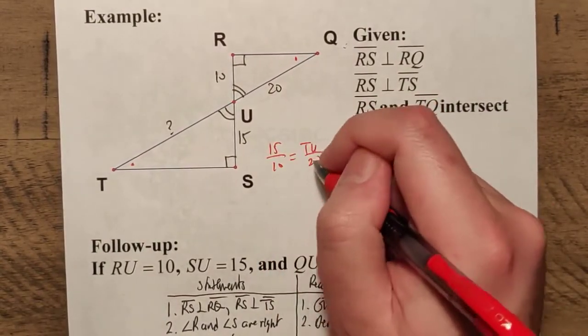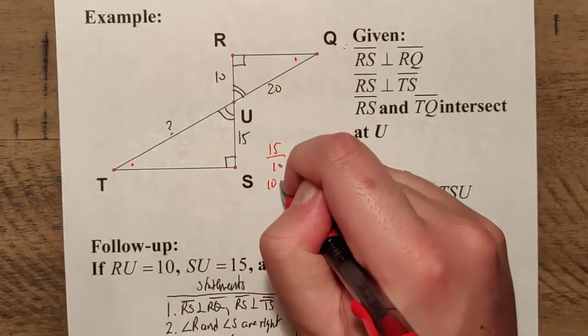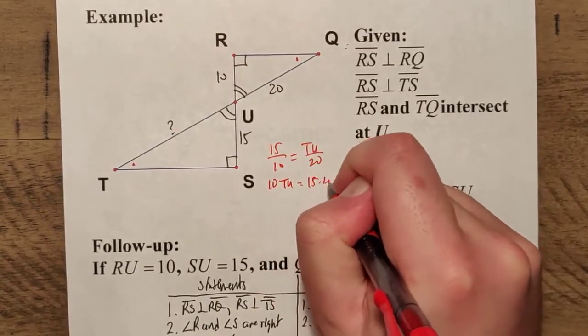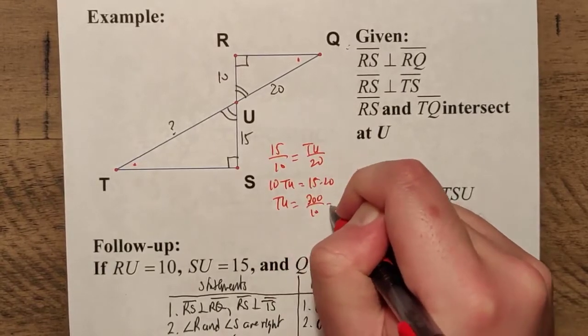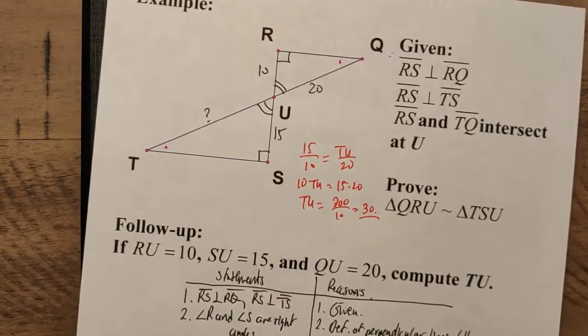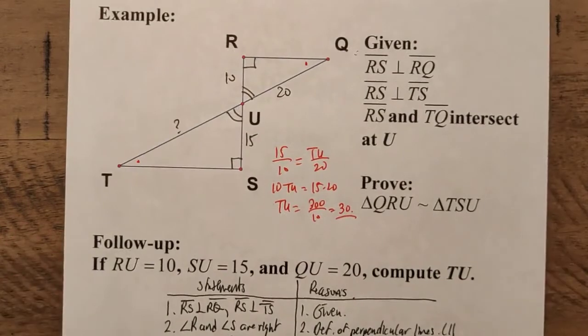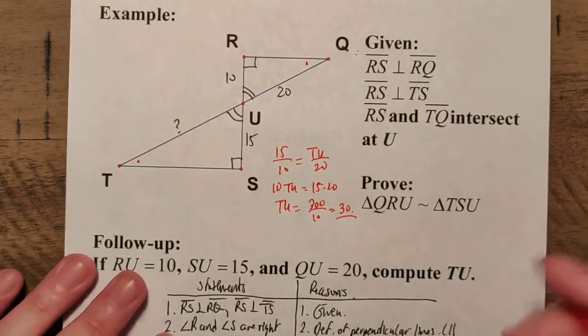So we can do our multiplication here. We get 10 times TU equals 15 times 20. So in this case, TU is equal to 300 over 10, which I think is 30. So you find that TU is equal to 30 here, which is pretty sensible, all things considered.